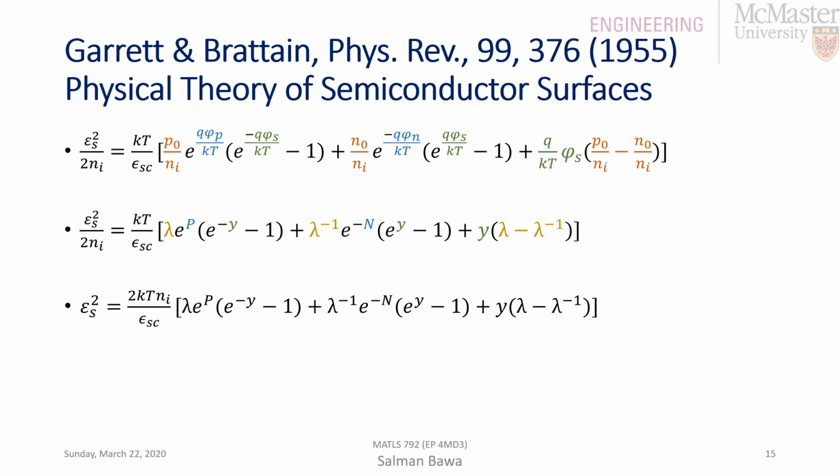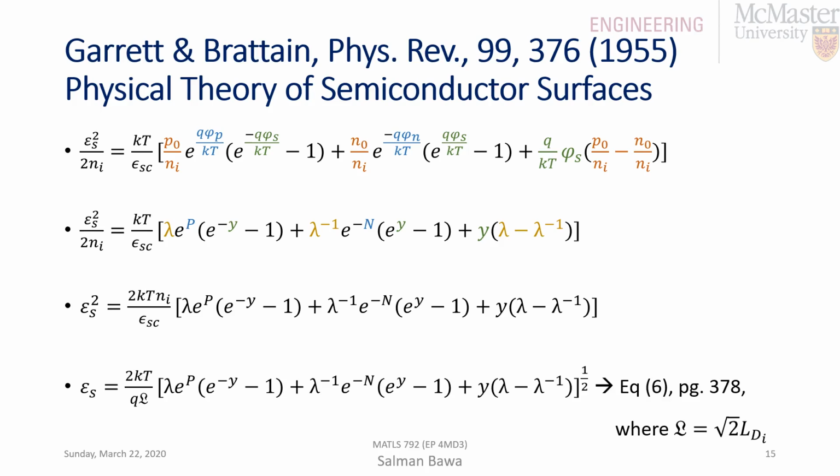Then we take 2n sub I from the denominator of the left-hand side to the numerator of the right-hand side of the equation. We then take the square root of the entire expression to get the surface electric field, which is the last expression on this slide. And it is also equation 6 on page 378 of the journal in which Garrett and Brattain published their paper in 1955.